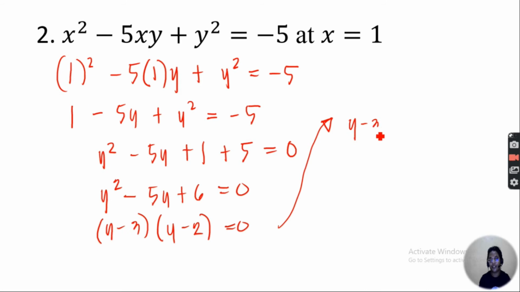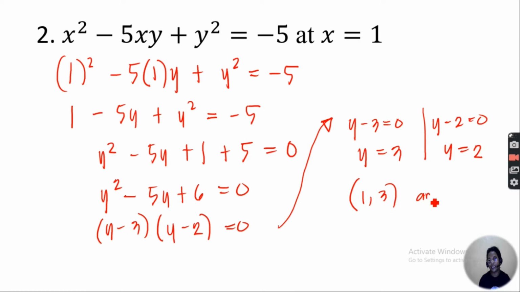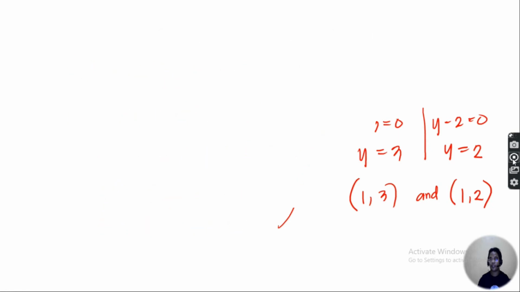We have y minus 3 is equal to 0, y is equal to 3. And we have y minus 2 is equal to 0, so y is equal to 2. So, we have 2 points na gagamitin, (1, 3) and (1, 2). So, yan po. Next naman po, is hanapin natin yung slope.